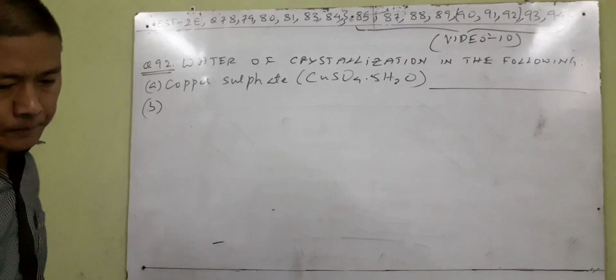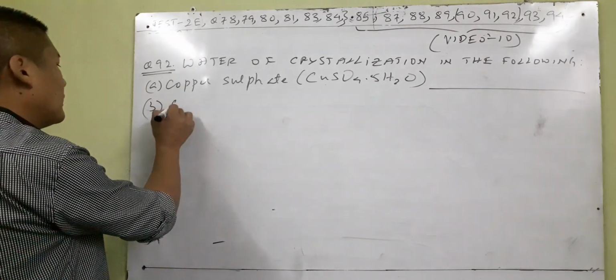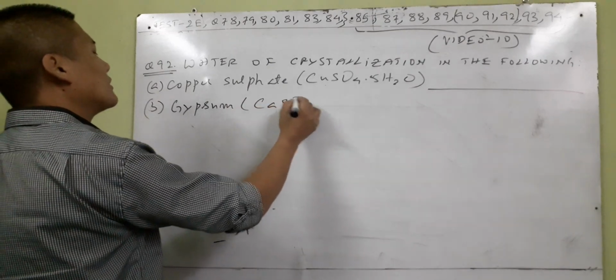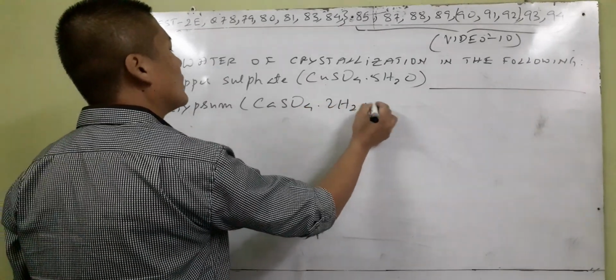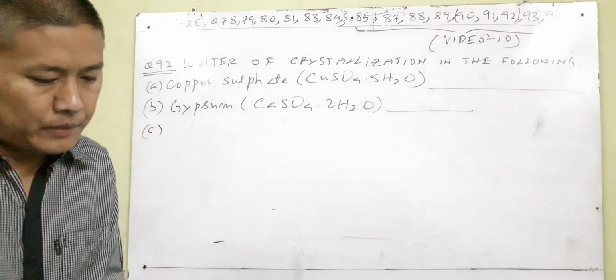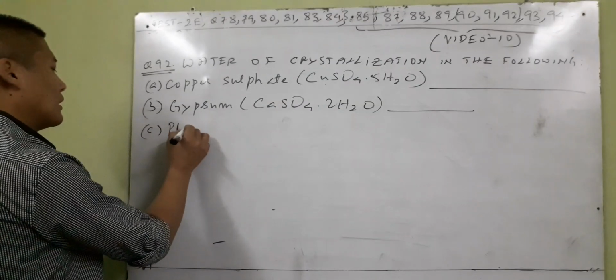B is gypsum. The formula for gypsum. These are common substances, CaSO4·2H2O, with 2 water molecules. What is the number of water of crystallization? C is plaster of Paris. These are the common names.